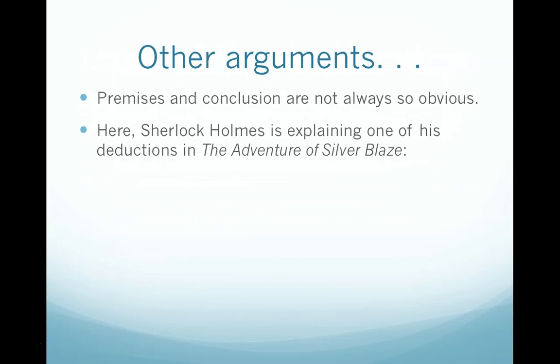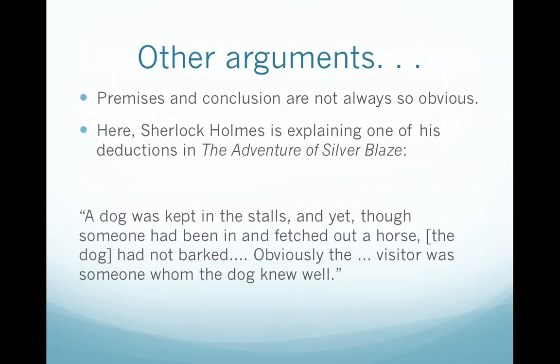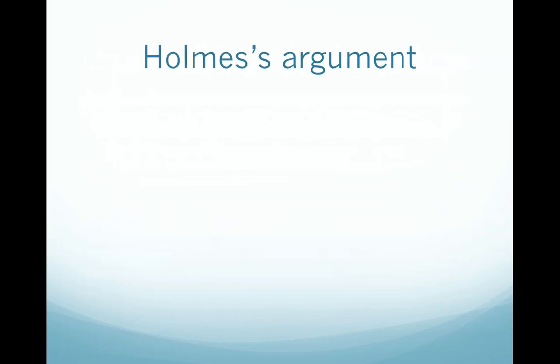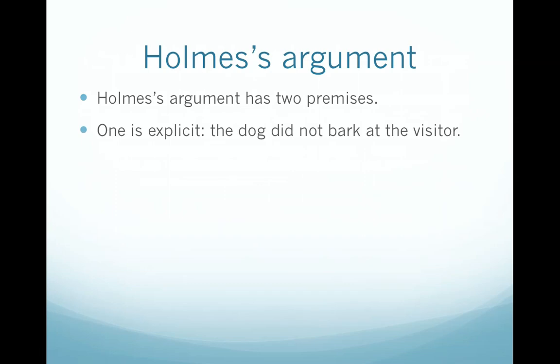Here, Sherlock Holmes is explaining one of his deductions in The Adventure of Silverblaze. A dog was kept in the stall, and yet, though someone had been in and fetched out a horse, the dog had not barked. Obviously, the visitor was someone who the dog knew well. So, Holmes's argument here has two premises. One of the premises is explicit. The dog didn't bark at the visitor.